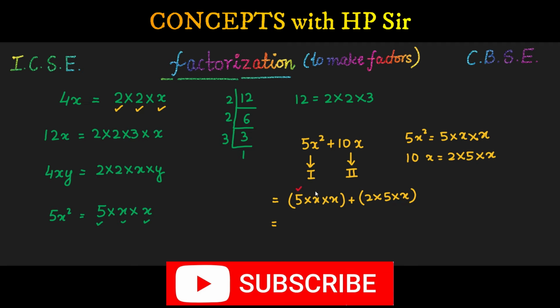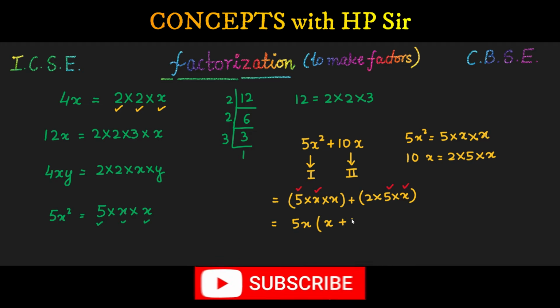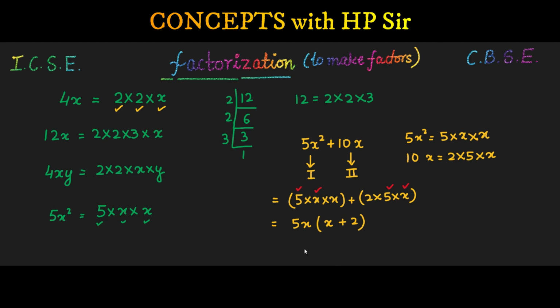So 5 and x are common in both the brackets. So I can take out 5x from both. So I will write it out 5x. Now within the first bracket, x is left out, plus within the second bracket, 2 is left. Hence, the factorization of 5x squared plus 10x is 5x within brackets x plus 2. Okay, so the first factor is 5, the next factor is x, and the third factor is complete x plus 2.